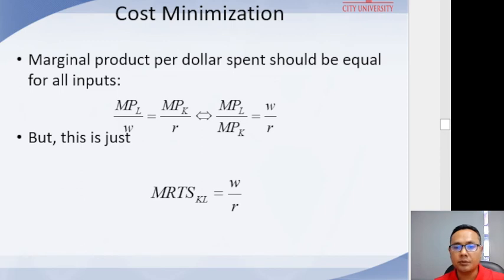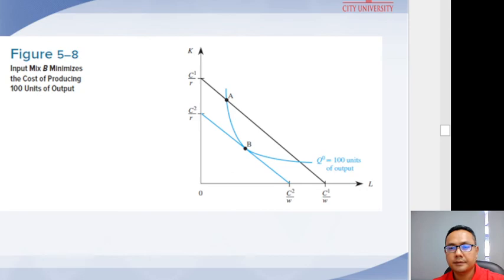If this condition did not hold, the technical rate at which the producer could substitute between L and K would differ from the market rate at which he or she could substitute between the inputs. For example, at point A in Figure 5.8, the slope of the isoquant is steeper than the slope of the isocost line. Consequently, capital is too expensive. The producer finds it in his or her interest to use less capital and more labor to produce the given level of output.